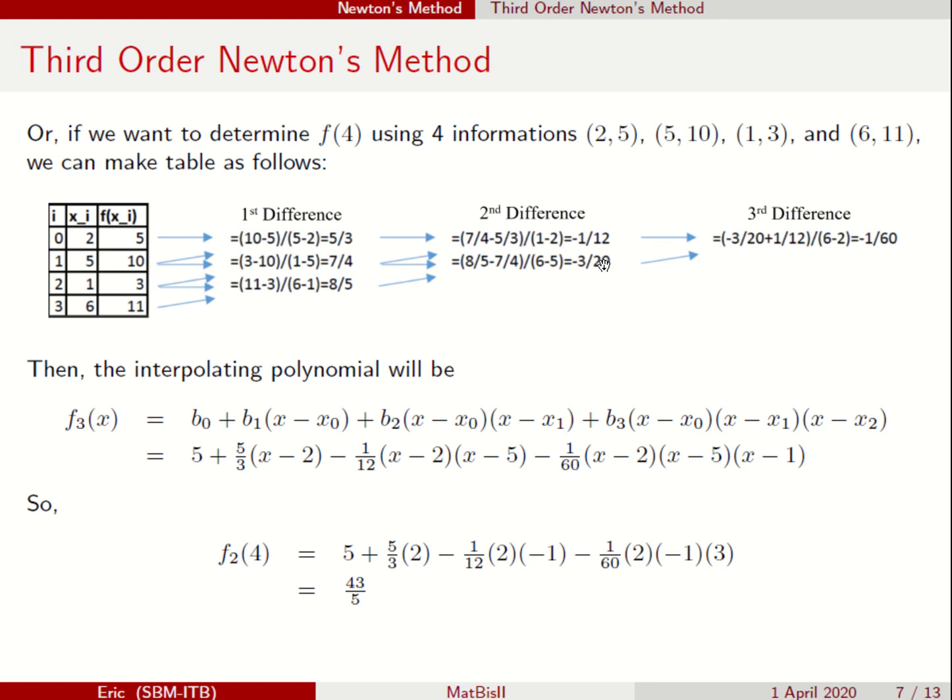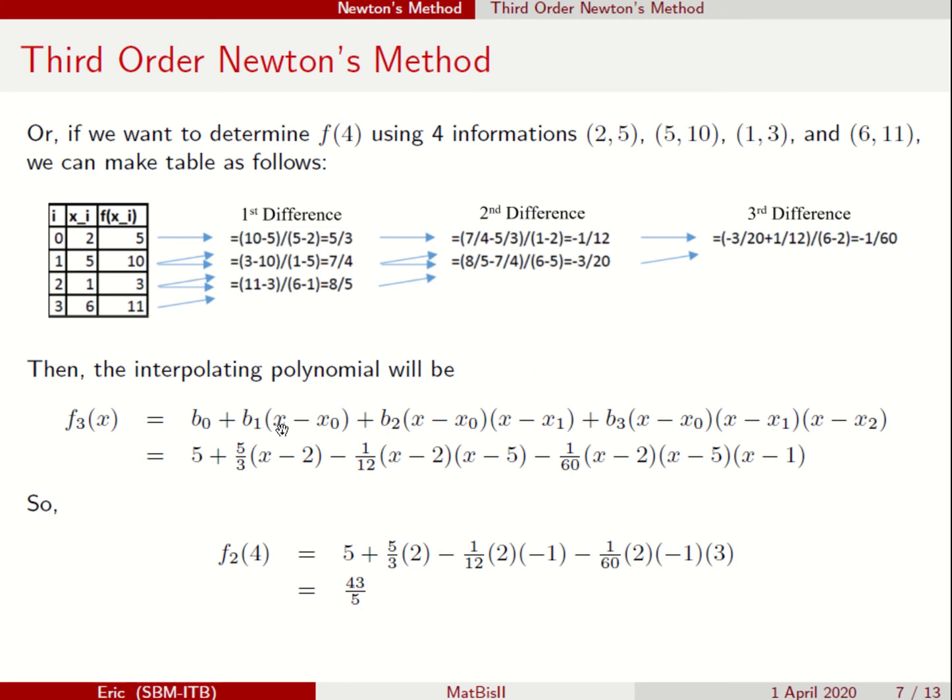Minus 3 over 20 minus minus 1 over 12, that is plus, divided by the third order difference, 6 minus 2, that is minus 1 over 60. So the interpolating polynomial will be 5. This is b0, this is b1, this is b2, and this is b3. So I have b0, b1, b2, b3.